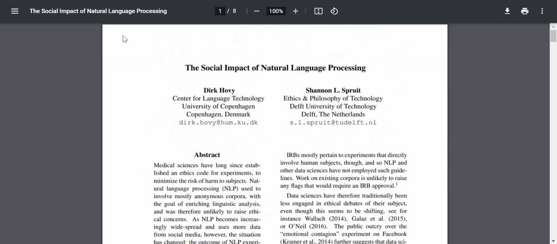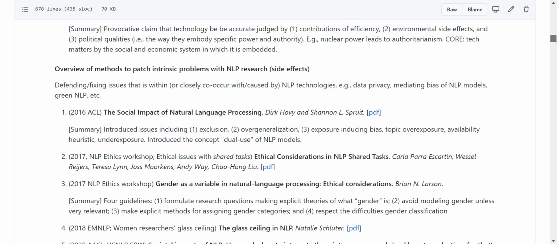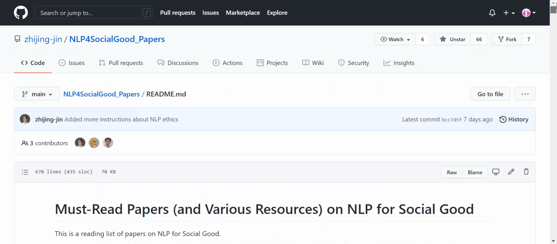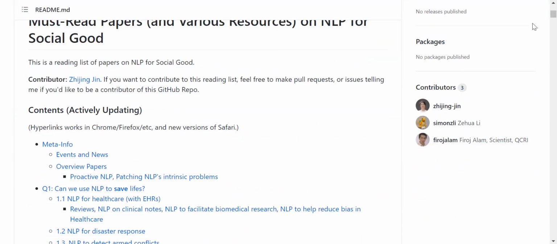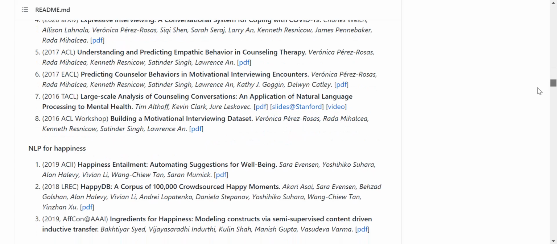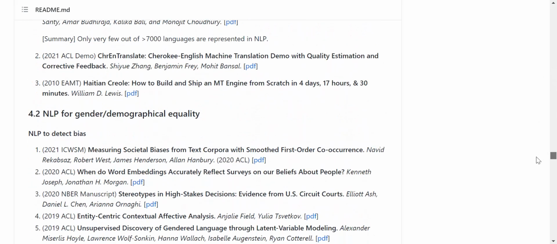And again, this was a great read, and I'll link all of these things in the description. This repository is like a gem mine. It has tons of papers, and all the contributors are here. You can have a look at them as well, and you can also try to look at these papers as well.